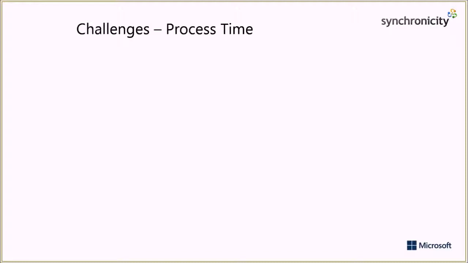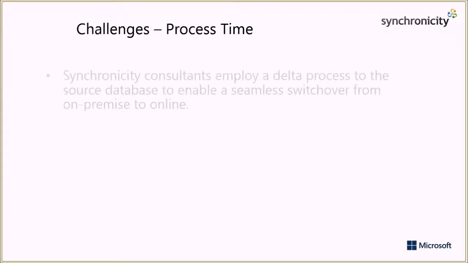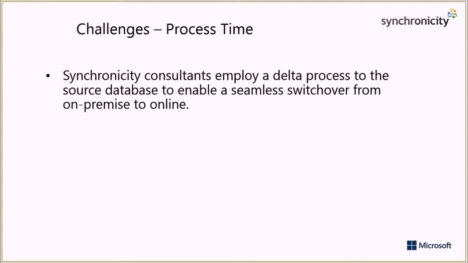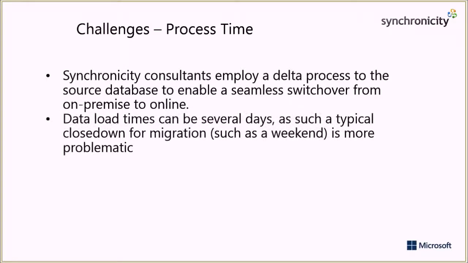One of the other key challenges is process time. When you look at the time it takes to process, even with some of the improvements on the API, for larger databases, it can take several days, maybe even up to a week. The Delta process that we've employed using Synchronicity Echo Managed Service allows you to take one snapshot of a database, you run that data through over a week, and then you take another snapshot of the database and perform the switch over on a weekend.